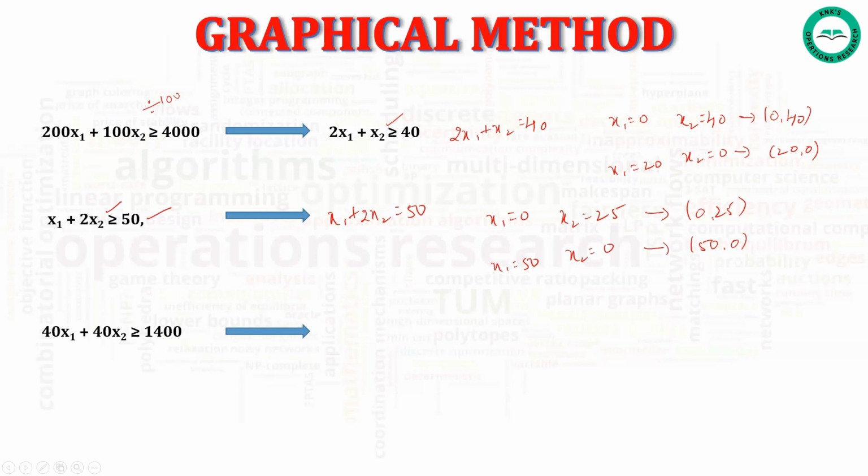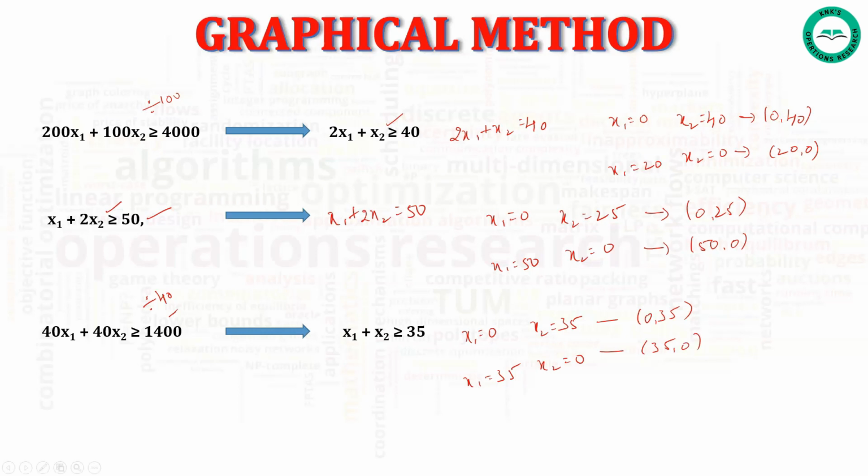Third constraint, 40x1 plus 40x2 greater than or equal to 1400. Here we can simplify this equation by dividing by 40 on both sides, which can be written as x1 plus x2 greater than or equal to 35. Similarly, find the coordinates for this constraint also. If I assume that x1 equals 0, then x2 equals 35. If x2 equals 0, x1 equals 35. So the first coordinate is (0, 35) and the second coordinate is (35, 0).